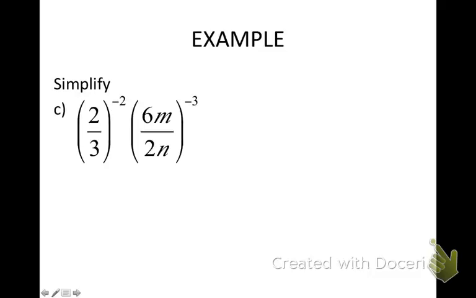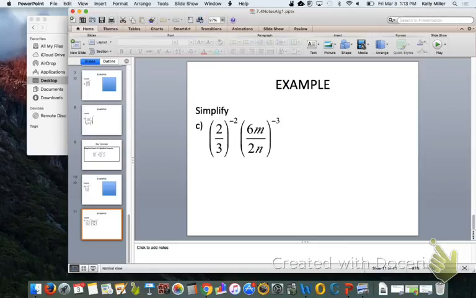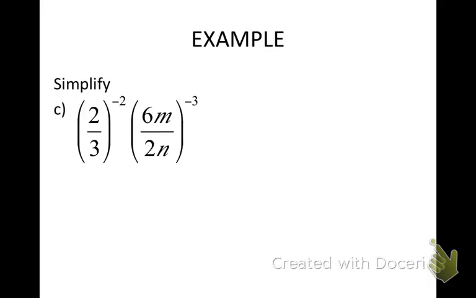Let's do a tricky one. I'll write it down. This is the last one for your notes. Let's see if we can do it. I've got 2/3 to the negative 2 power. And I've got 6m over 2n to the negative 3 power.